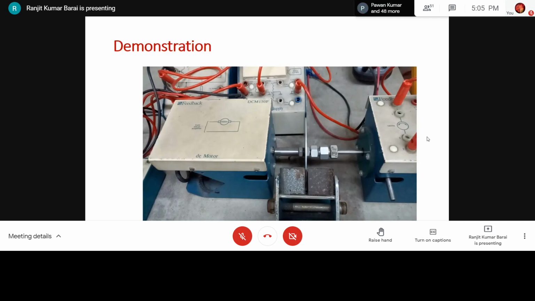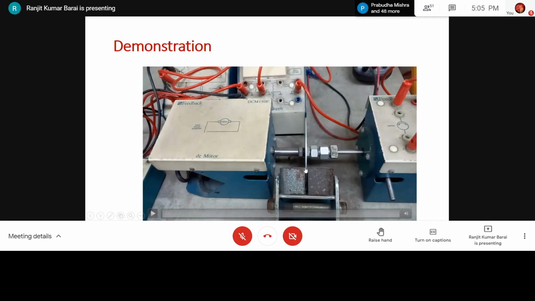So the table is given. We will start at brake position 10. Keep the motor at brake position 10. That means the maximum load torque is applied.